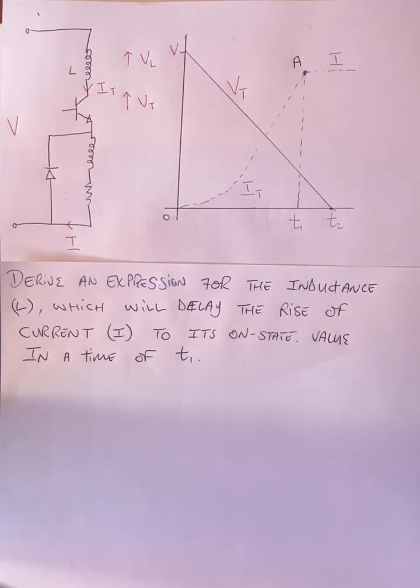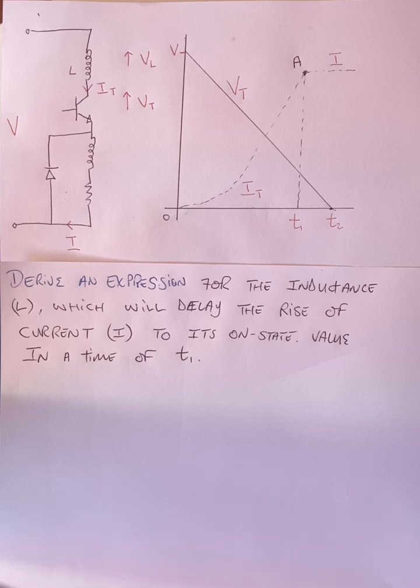Okay, right. In this video, the second part of the Turn on Snubber video series, we are going to derive an expression for the inductance of the inductor L, which will delay the rise of current. Now, why is this important? This is important because of the definition of what a snubber is. Now let's revise that definition.